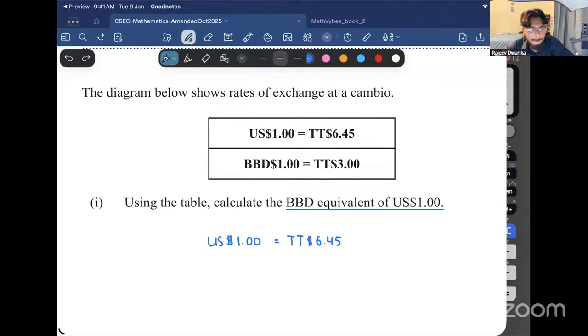So what should we do? You divide. What do you mean by divide? How are we going to divide? The $3 and the $6.45? Nah.